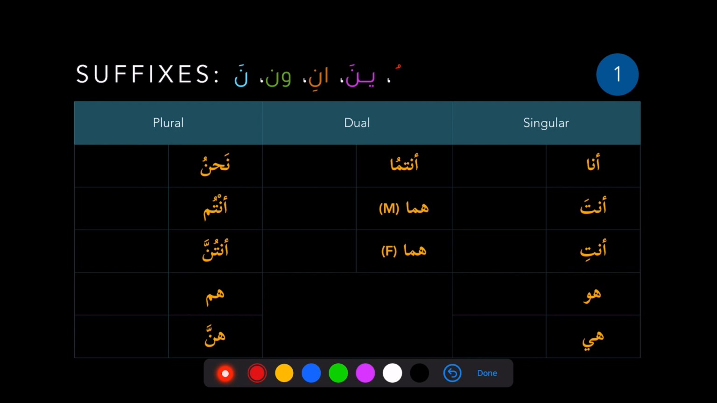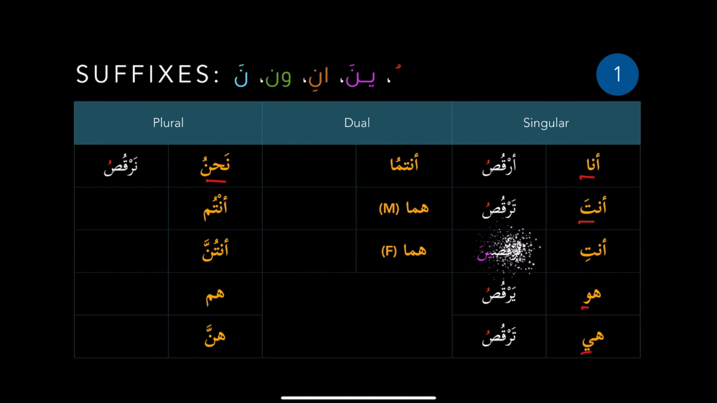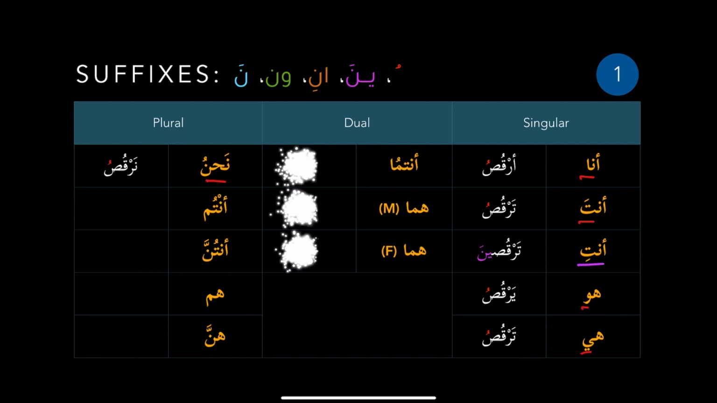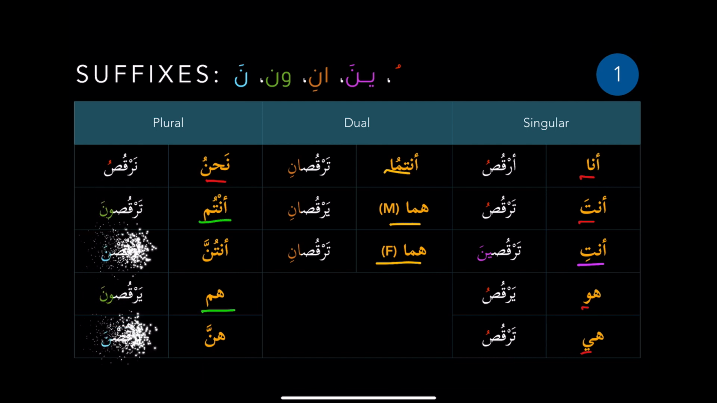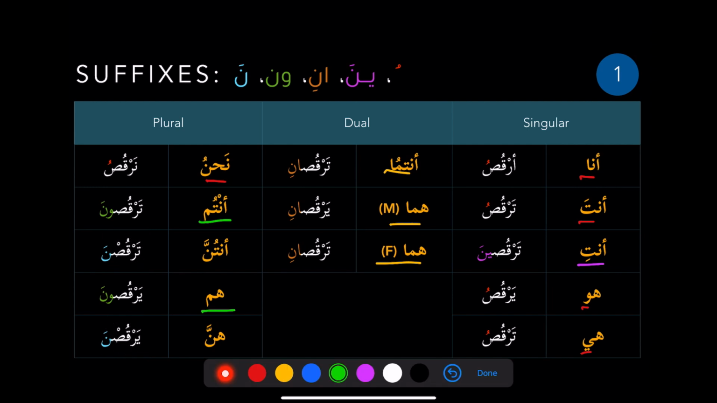There are 5 suffixes in the present tense. There's the dhamma, which corresponds to ana, anta, huwa, hiya, nahnu. There's ina, which is exclusively for anti. The ani suffix corresponds to the dual pronouns. The una suffix corresponds to antum and hum. And lastly, there's the na suffix, which corresponds to antunna and hunna.